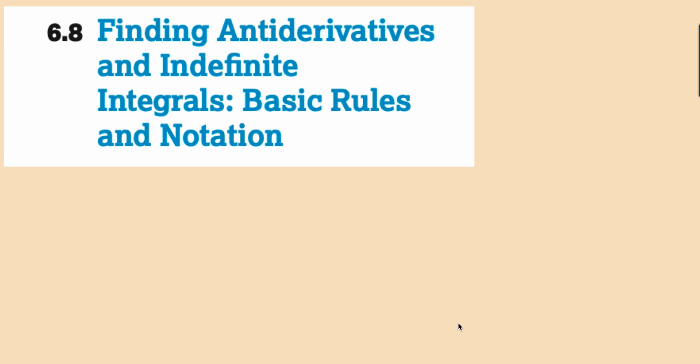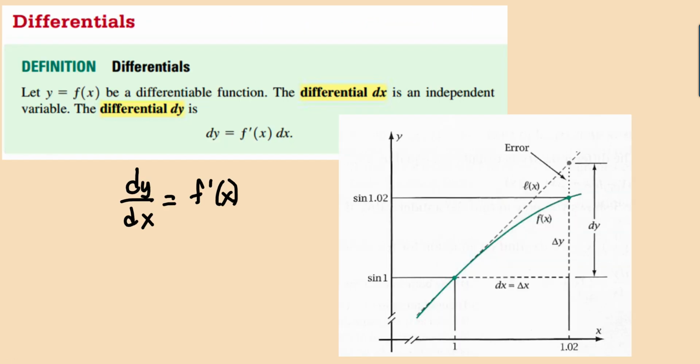Gators, this is 6.8, Finding Antiderivatives and Indefinite Integrals, Basic Rules and Notation. Let's take a look at the derivative notation. This is a derivative notation and this is a derivative notation.